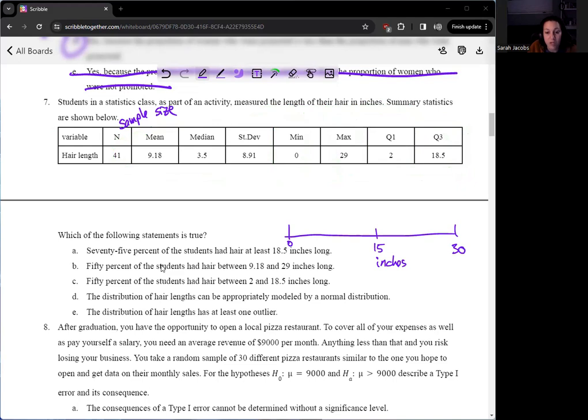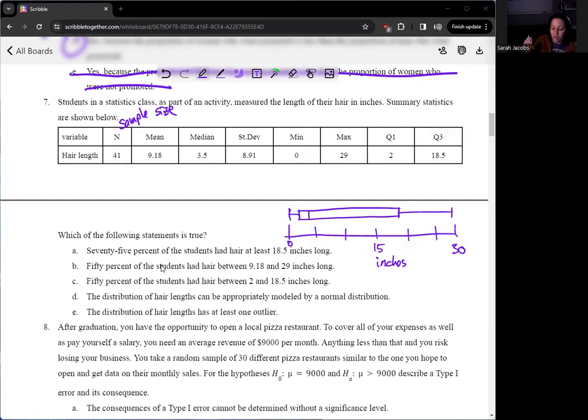Then let's find where the median would be. This is about 5, 10, 20, 25, and the median was 3.5 inches. So if this is 5, 3.5 is like here. That's our median. Our minimum was 0. Our Q1 was 2. Our Q3 was 18.5, which will be about here. This is 15, this is 20. And then our max was 29. Someone's got long locks. So here's our box connecting Q1 and Q3.